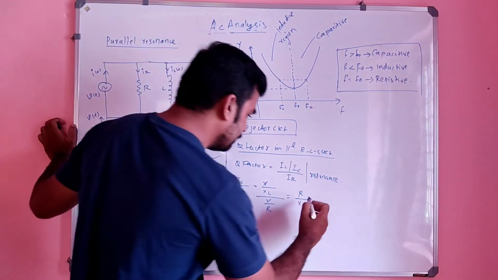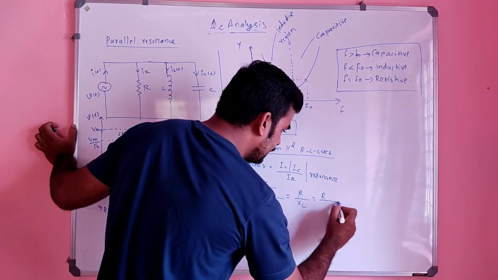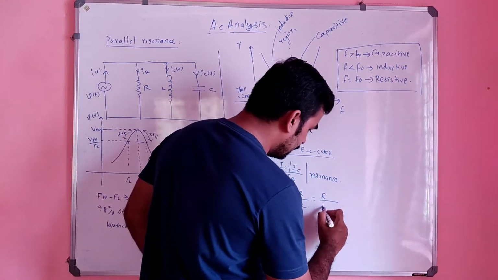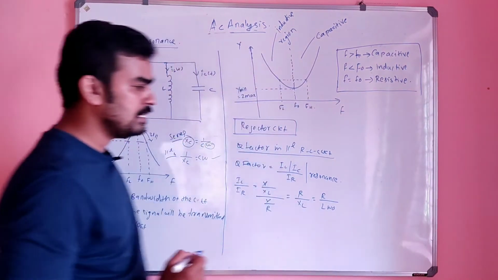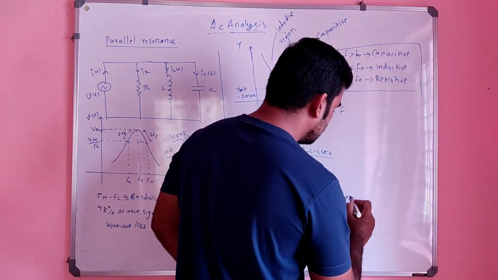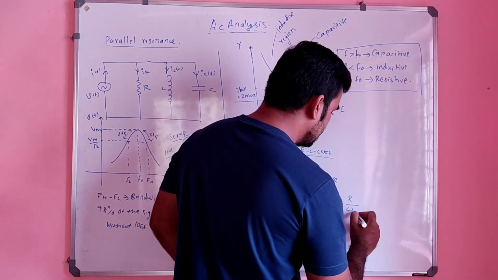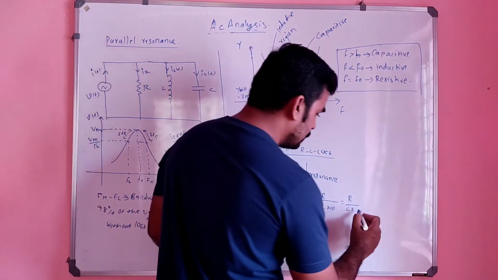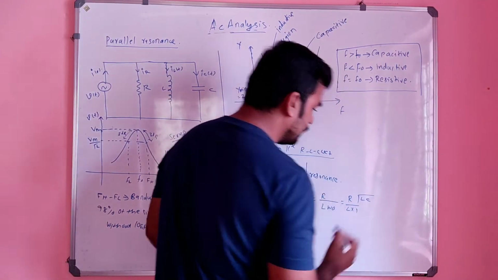Or I can say that it is equal to R by XL, which is L omega. At resonance it is omega 0, and what was the equation for omega 0 here? It is R by L into omega 0, where omega 0 is 1 by root of L into C.